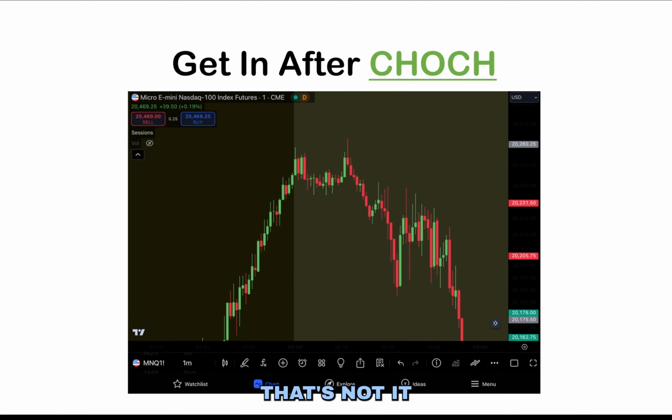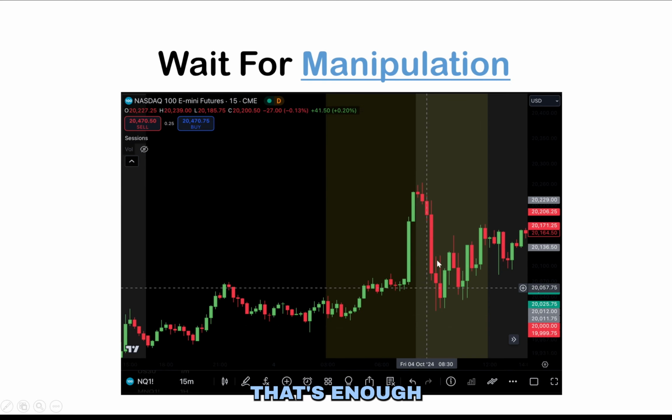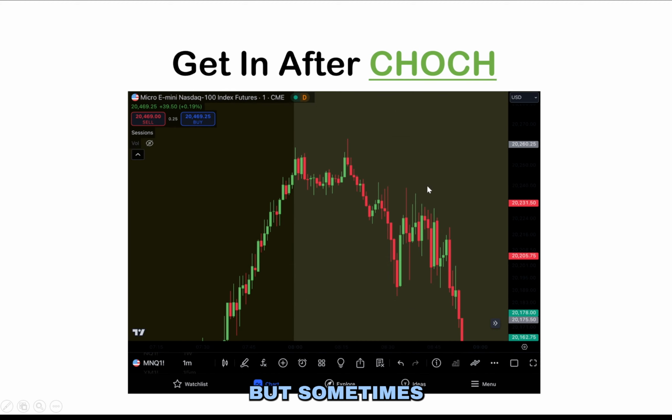We see manipulation straight off the bat. That's not it. The next thing we need is extra confirmation, so we can literally get in. Sometimes I do get in after I see rejection, like this, after manipulation. That's enough for me to get in sometimes. But sometimes you need extra confirmation. Extra confirmation aligns even more probability on your side. So we would not get in straight off the bat. We need to see a market structure shift or a CHoCH. We need to see a change of character before getting in the markets.